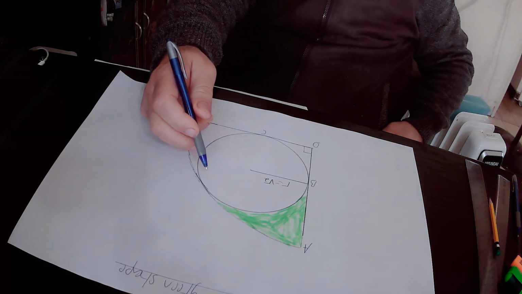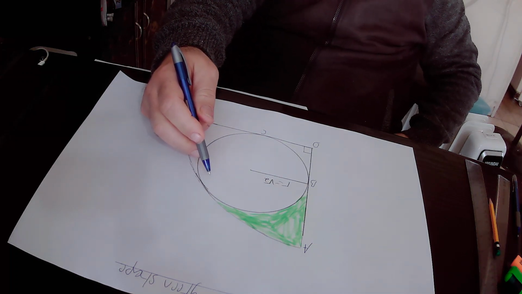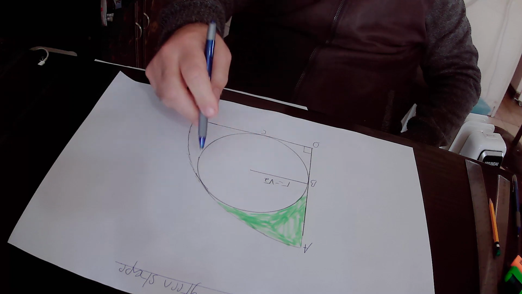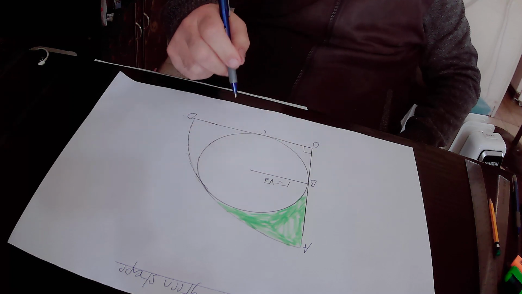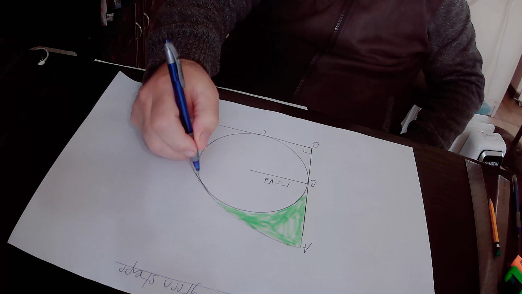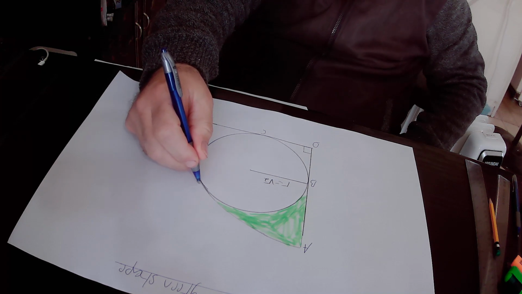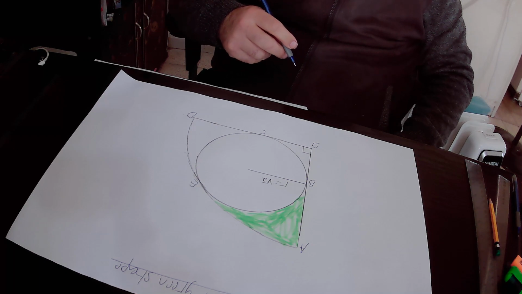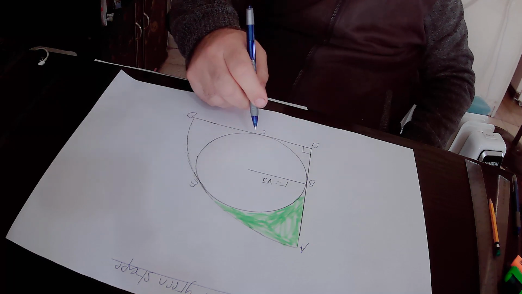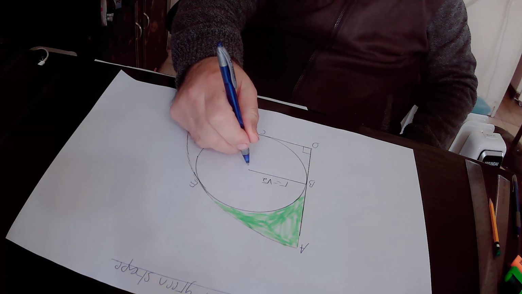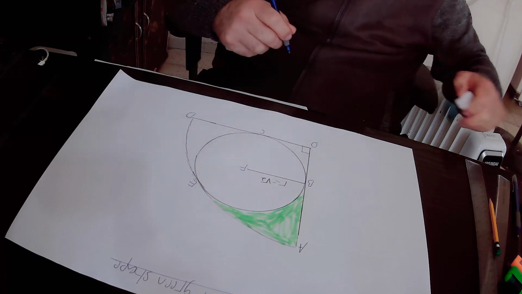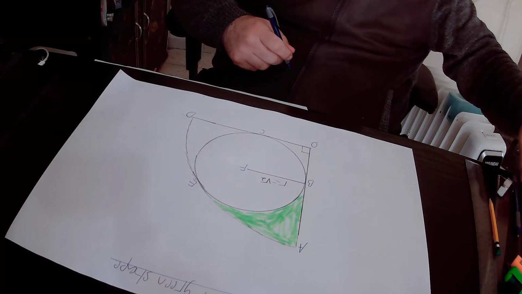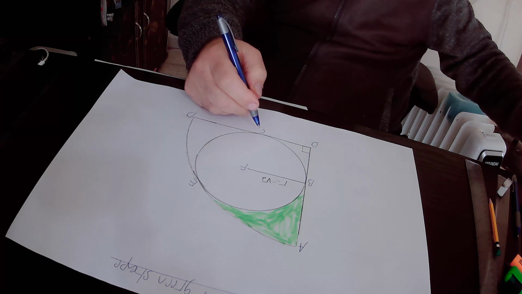This point is the touching point between the circle and the quarter circle. We define the touching point as E. And finally, we define the center of this small circle as F. In the next step, we will join points F and C together by a straight line.